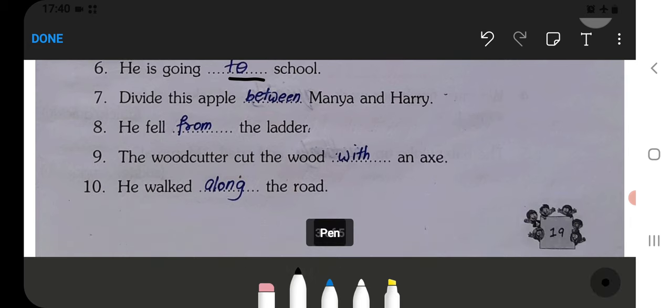Divide this apple between Manya and Harry. He fell from the ladder. The woodcutter cut the wood with an axe. He walked along the road.